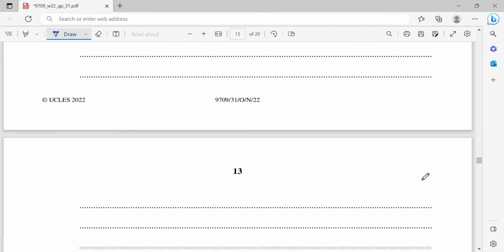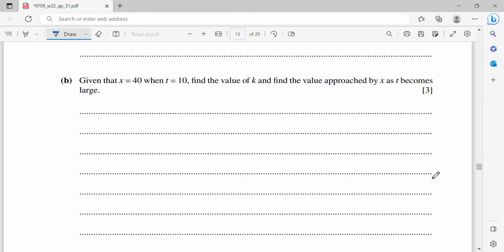Right. Now, part B: given that x equals 40 when t equals 10, find the k value. This is the first part. And find the value approached by x as t becomes large. So t becomes large means t tends to infinity. This is our second part of this question.